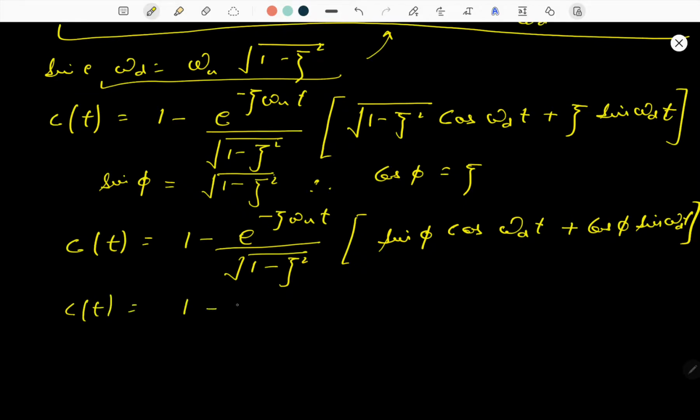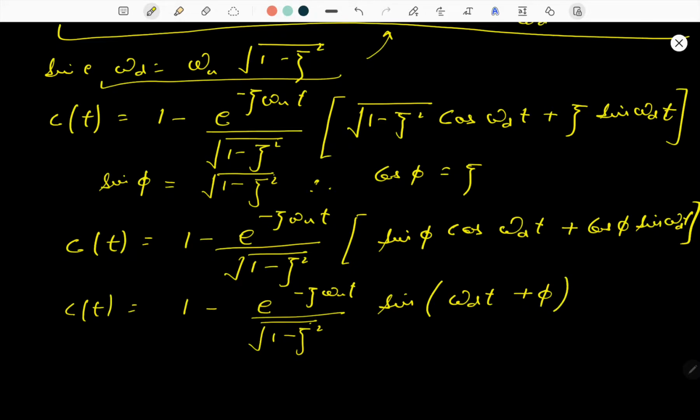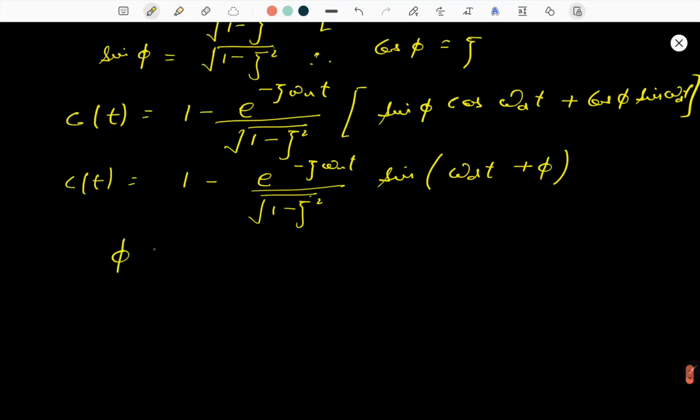Okay, so c(t) will become what? c(t) is equal to 1 minus e to the power minus zeta omega n t upon under root of 1 minus zeta square sine of omega d t plus phi. Okay, so this is the output. So we know that omega d is omega n under root of 1 minus zeta square. So phi should be equal to tan inverse of, we have the value of sine phi and cos phi, so simply phi should be equal to tan inverse of under root of 1 minus zeta square upon zeta.